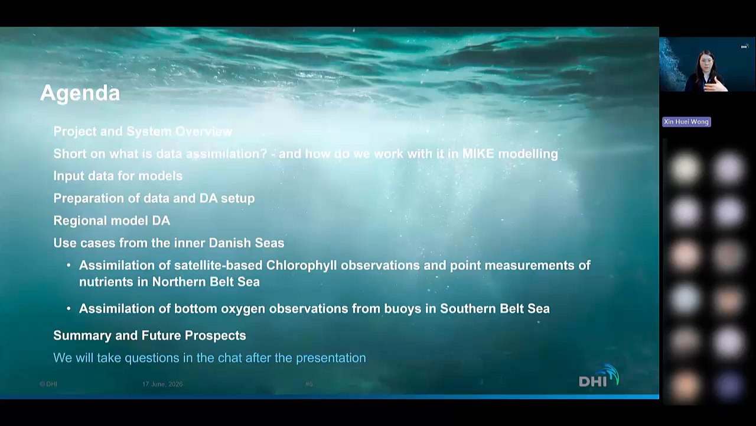So first, as I said, we will not dive deep into the theory behind. We will explain in short what is the data assimilation, how do we work with it in Mike modeling. We will go through the purpose of the project and overview of our systems, touch on the input data and the preparation of it. Then we will discuss the regional model data assimilation before the coastal local models. Finally, we get to the main focus of the talk, which is the presentation of the use cases in the inner Danish seas. We will present how these cases can enhance the biogeochemical results. After the presentation, we'll take questions. You have to write them in the chat and we'll take it from there.